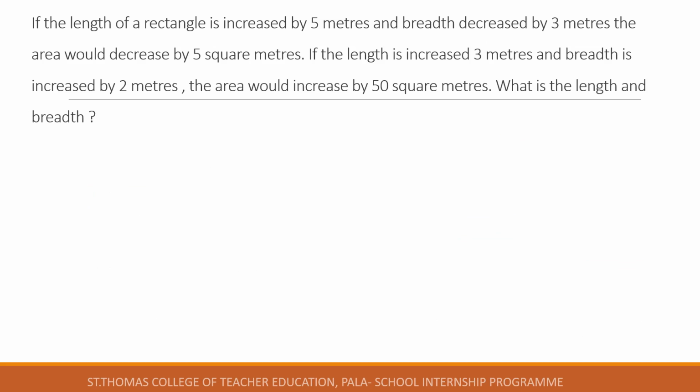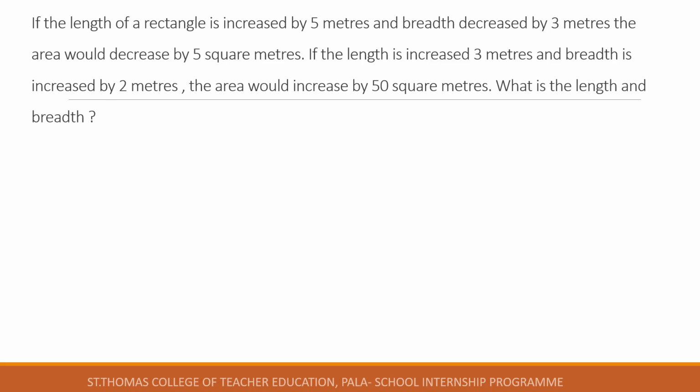Let's discuss another problem. If the length of a rectangle is increased by 5 meters and breadth decreased by 3 meters, the area would decrease by 5 square meters. If the length is increased by 3 meters and breadth is increased by 2 meters, the area would increase by 50 square meters. What is the length and breadth? All of you read the question once again and tell me what you have understood.